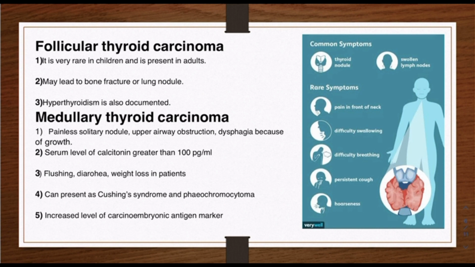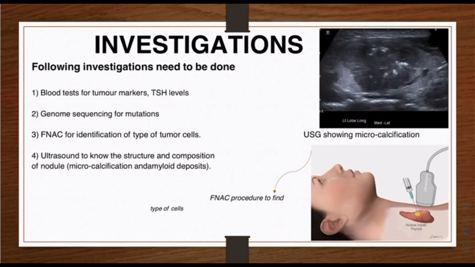CEA, carcinoembryonic antigen, is one of the most important markers for the follow-up of MTC patients and is particularly used for those whose calcitonin levels aren't that high. Investigations. The following investigations need to be done: blood tests for tumor markers, TSH levels, genome sequencing for mutations, FNAC for identification of the type of tumor cells, ultrasound to know the structure and composition of the nodule. The ultrasonogram shows the microcalcification, and the picture below shows the fine needle aspiration cytology procedure to find the type of cells.